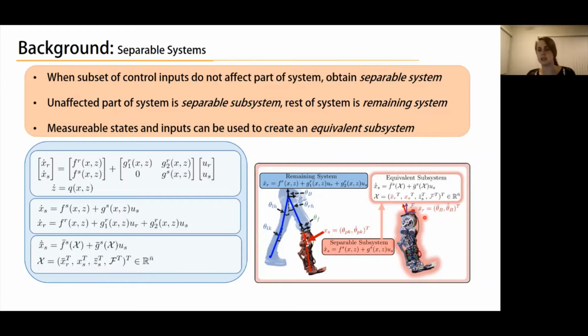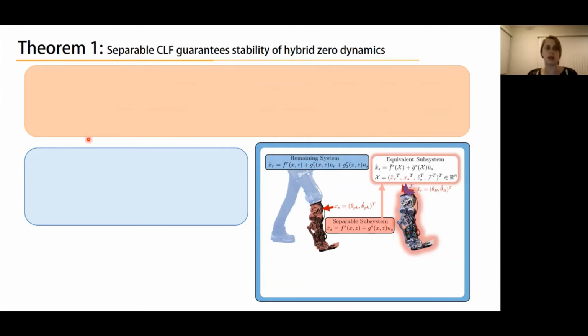Here for the prosthesis, these measurable states are the base coordinates, which can be measured with an IMU, and the measurable input is the force, which can be measured with a force sensor. I'll now present the main idea of Theorem 1.